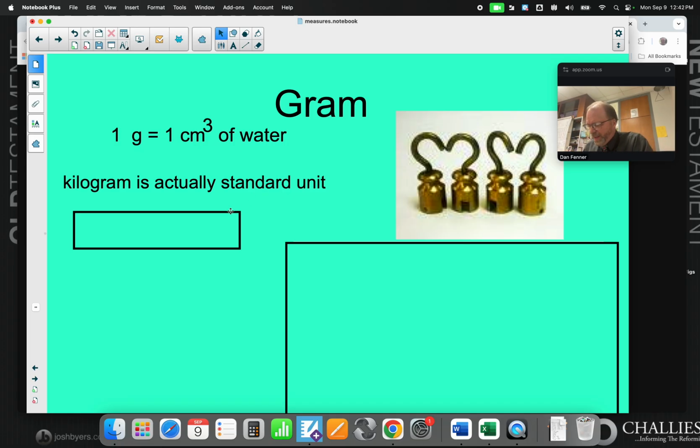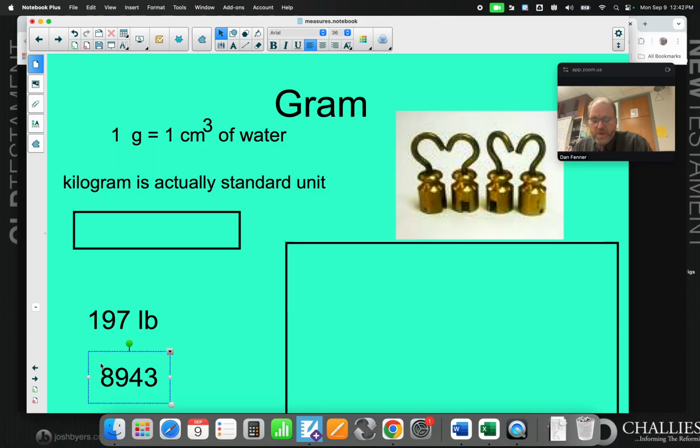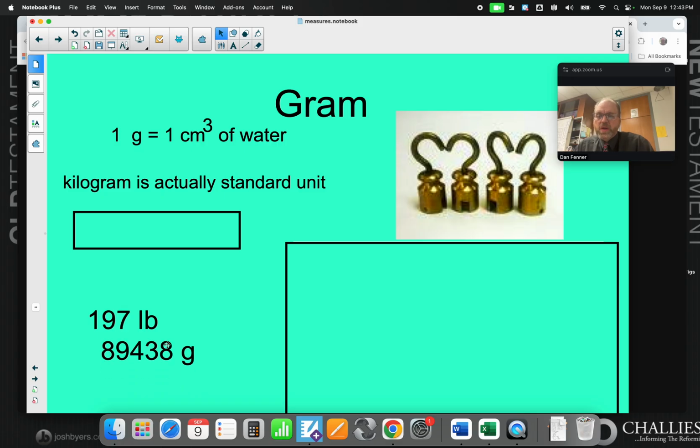Now, I weigh like 197 pounds. If I was to convert that into metric, into grams, I multiply that by 454. I would weigh 89,438 grams. That sounds massive, okay? And that's why we don't use grams standardized. So we would say that would be 89.4 kilograms. That sounds a lot better.